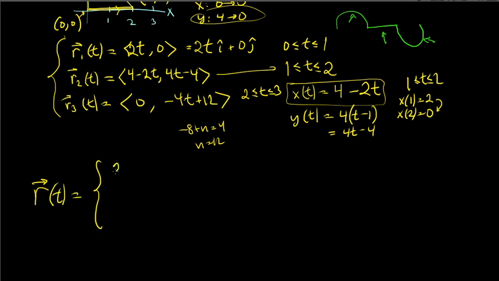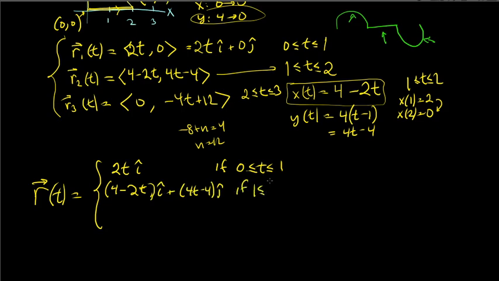So it's just going to be, I guess I'll go back to the i and j, 2i if t is between 0 and 1. And it's going to be, well, the most complicated piece, I think, is 4 minus 2t for x. So that's times i. And then 4t minus 4 times j. And that's if t is between 1 and 2. And finally, we just have 0i and then minus 4t plus 12, or if you prefer, 12 minus 4t j. And that's going to be true if t is between 2 and 3.